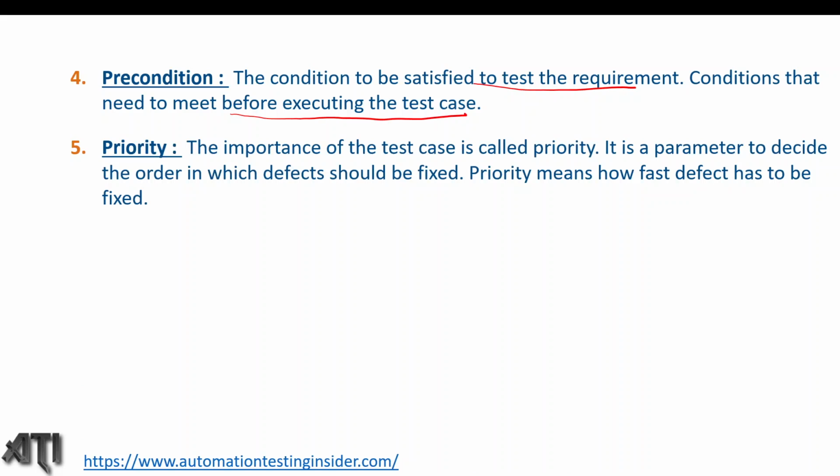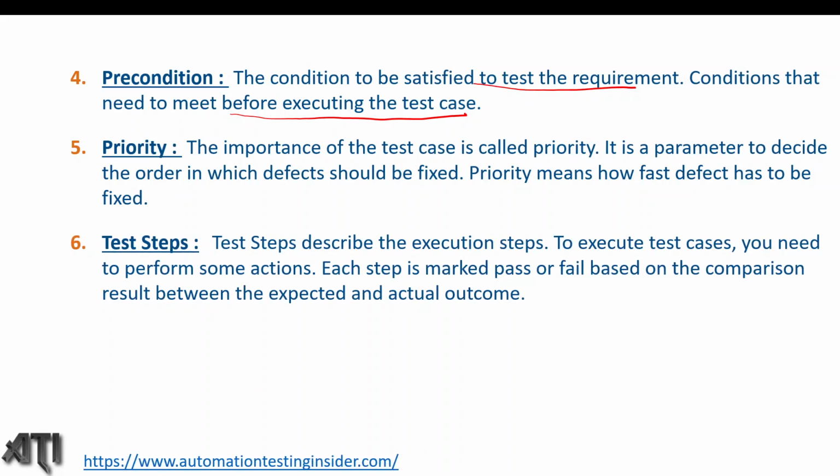Priority, the importance of the test case, is called priority. It is a parameter to decide the order in which defects should be fixed. Priority means how fast a defect has to be fixed. So we'll prioritize our test cases as well, and whenever we get defects, we'll prioritize our defects as well. We'll discuss priority and severity of defects in the defect lifecycle.